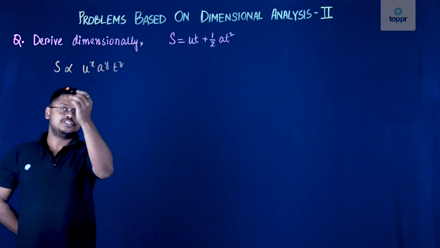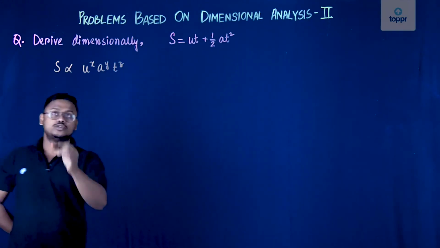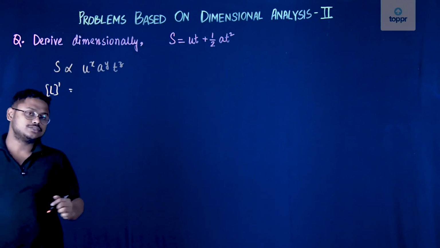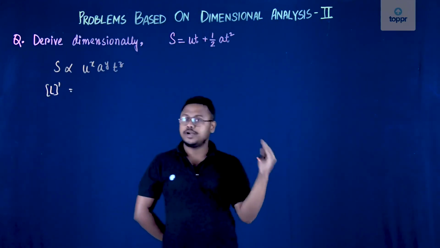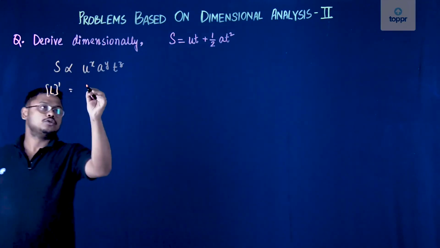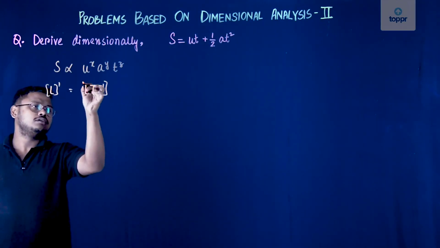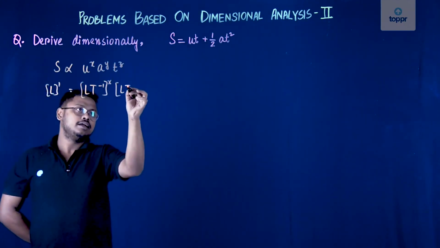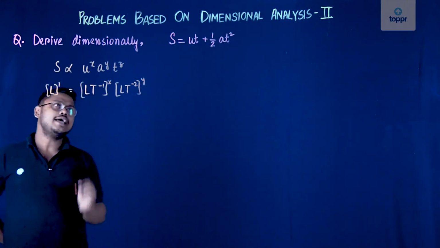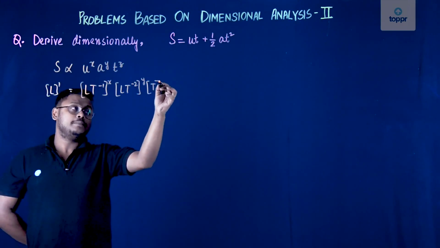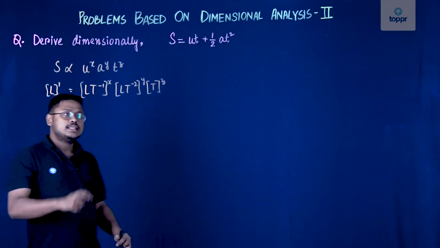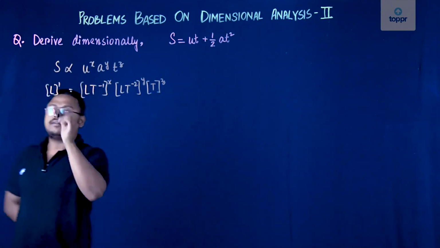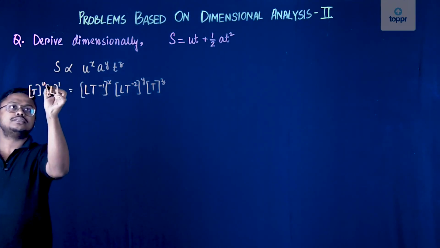As we know, displacement has the dimension of length. So length to the power 1 is equal to, u has what dimension? Velocity means length per unit time, that is L t to the power minus 1. So L t to the power minus 1 raised to the x. What is the dimension of acceleration? It's L t to the power minus 2 raised to y, and time has the dimension t raised to the power z. Now just observe that in this particular expression there is no mass, right. So I can just add an additional term, that is M to the power 0.